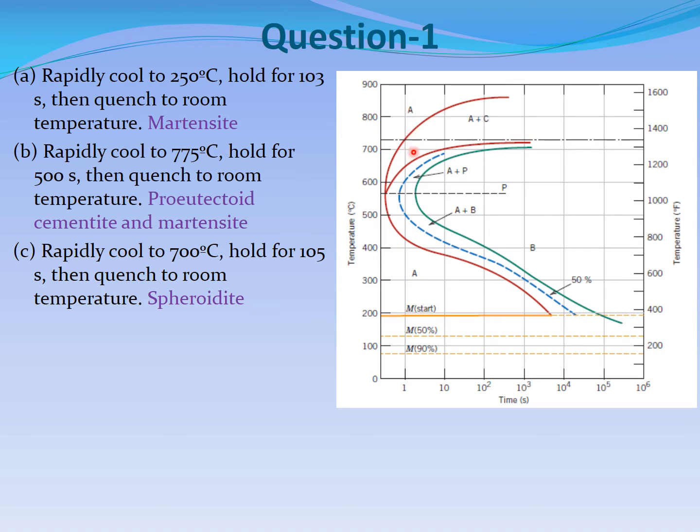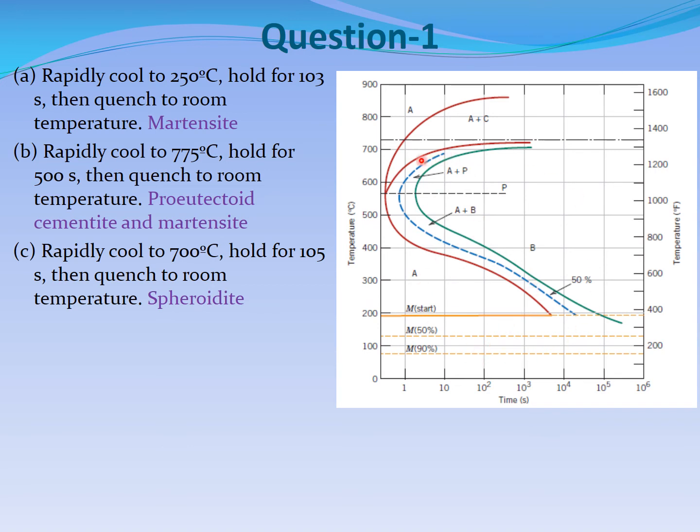You come to 700 exactly. 10^5, right? This is 100, so on this line, 10^5 is just here. So you have just crossed the green line. And then quench to room temperature. So whatever you get there, then you suddenly quench, right? So it will become a spheroidite. It is not shown here clearly.